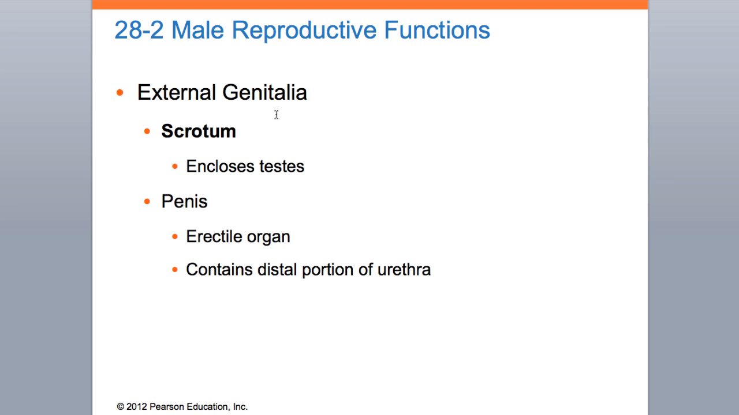Okay, we have the external genitalia of the male, which is the scrotum and the penis. And of course, you know that the scrotum houses the testes. And then the penis has a portion of the urethra within it. So there are really three pieces of the urethra that we'll see later.